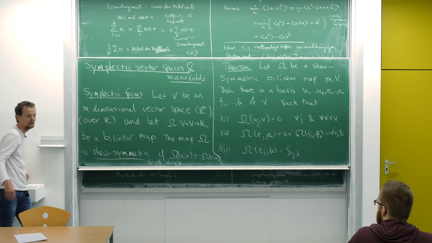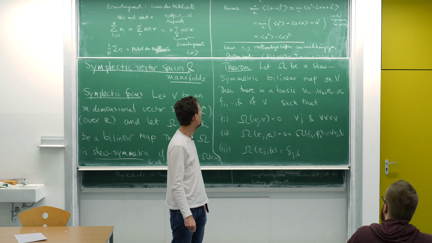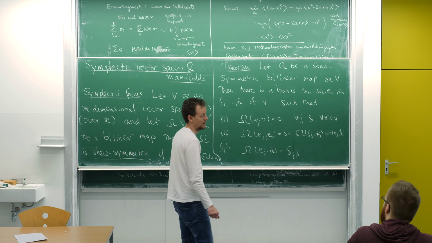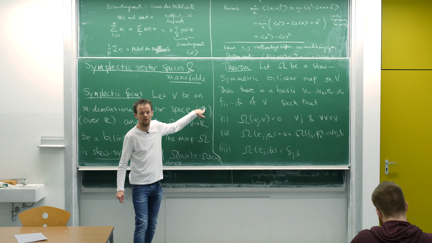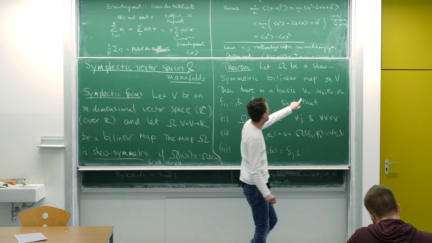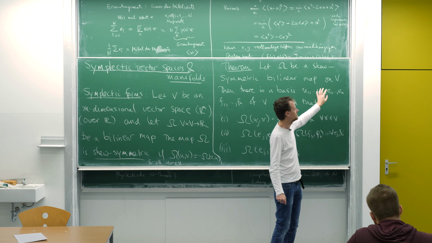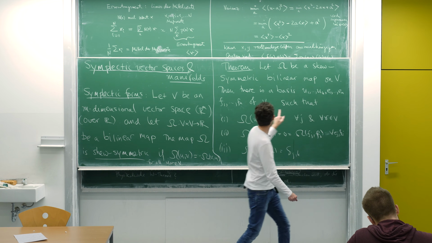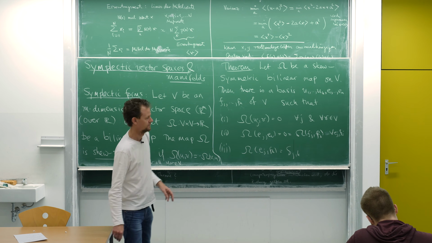Question? Should the basis u go from 1 to k or from 1 to n? It should go from 1 to k. So the dimension of the vector space is m, and we require that these numbers add up to m. So we require that k plus n is equal to m. We'll make a comment about that later.